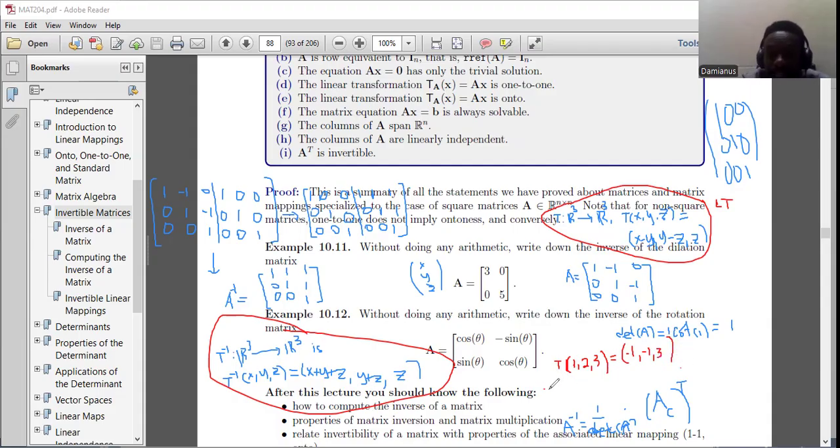But now T inverse means I go back to where I came from. So let's see whether T inverse does the same. So what does T inverse do? Well, T inverse will take minus 1, minus 1, and 3. Now my hands are getting tired of this, but we are finishing. T from here sends (1, 2, 3) to (minus 1, minus 1, 3).